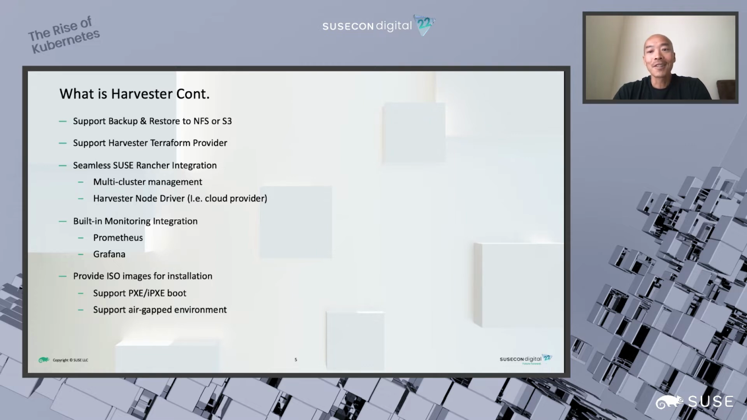The cool part about Rancher integration is that Harvester is also a cloud provider for Rancher, or in this case, Node driver. In other words, you can create a Rancher cluster on top of using the Harvester VMs. Harvester also has built-in monitoring integration with Prometheus and Grafana. For installation, Harvester provides ISO images. It also provides kernel, RAM disk, and rootfs images for PXE or iPXE boot. It also supports air-gap environment where internet access is not possible.